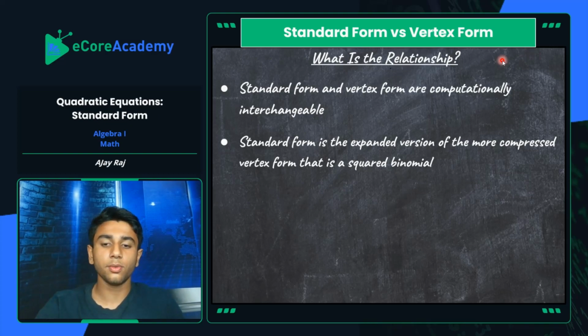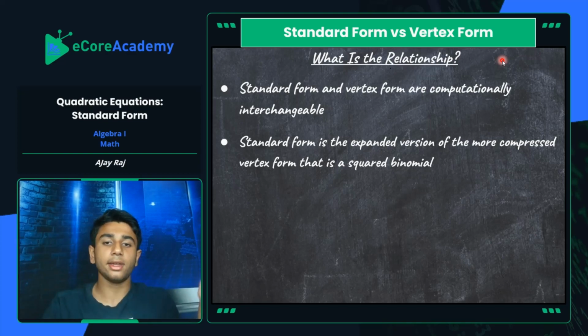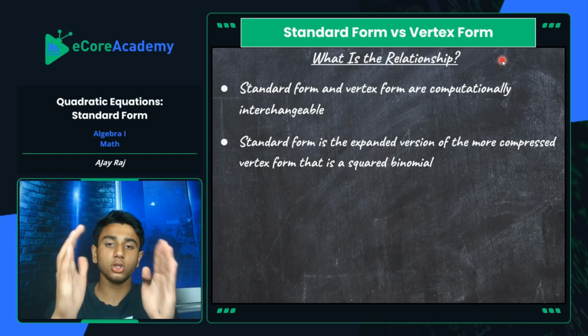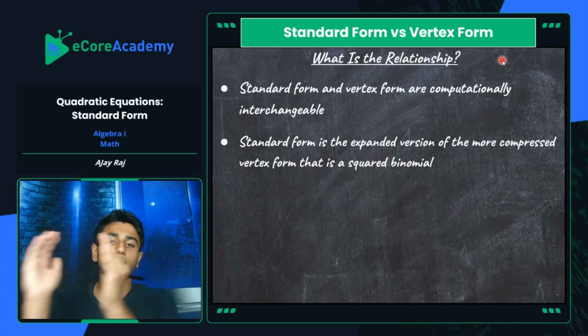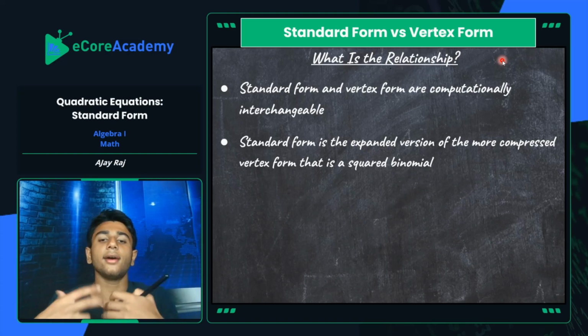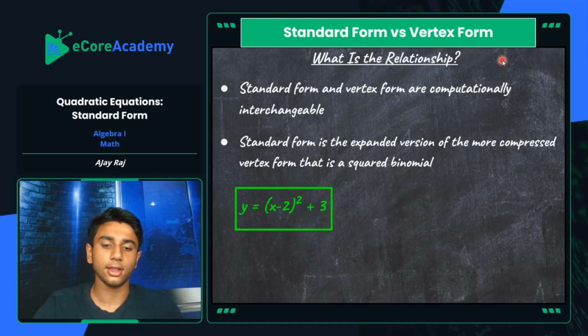So what you're going to do with the standard form, you're literally going to take that binomial and that square, and you're literally going to expand it, get rid of those parentheses. So you're going to multiply that term by itself because you're squaring it. You're multiplying it by itself. So you're multiplying a binomial by another binomial to get, overall, a trinomial at the end, which is your standard form equation. So let's take a look at what I mean by that and what the conversion is.